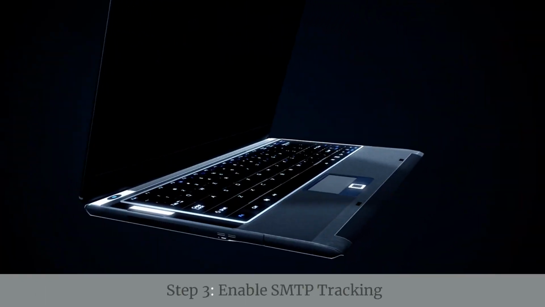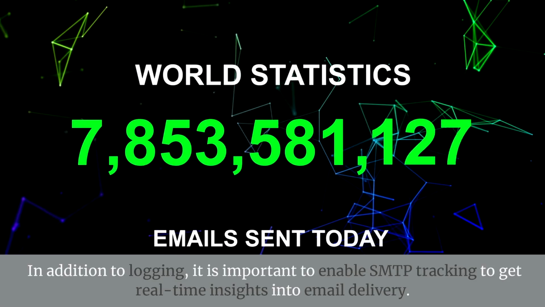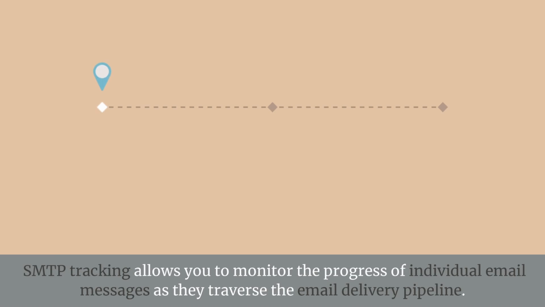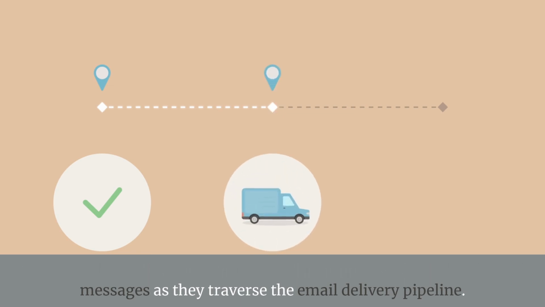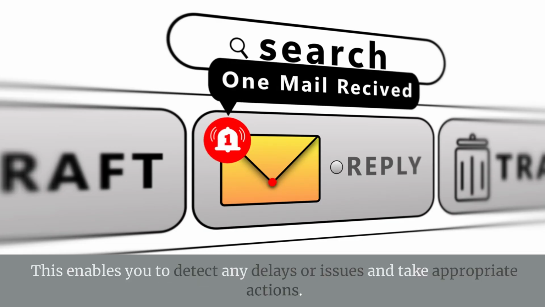Step 3. Enable SMTP tracking. In addition to logging, it is important to enable SMTP tracking to get real-time insights into email delivery. SMTP tracking allows you to monitor the progress of individual email messages as they traverse the email delivery pipeline. This enables you to detect any delays or issues and take appropriate actions.